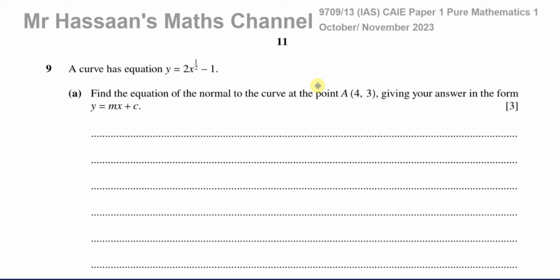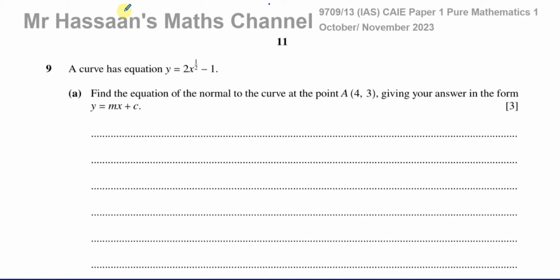I'm now answering question number 9 from the October-November 2023 Cambridge 9709 Pure Mathematics P1 paper. This is variant 3 of that paper, paper 1-3. In this question, we've got the equation of a curve given as y equals 2x to the power of a half minus 1. And we're told in part A to find the equation of the normal to the curve at the point A, (4, 3), giving your answer in the form y equals mx plus c.